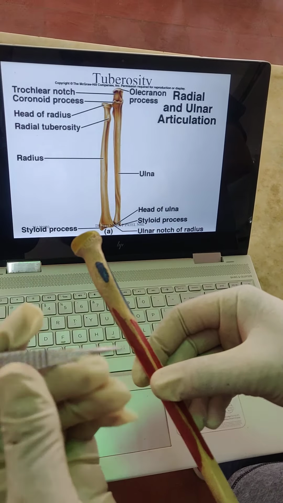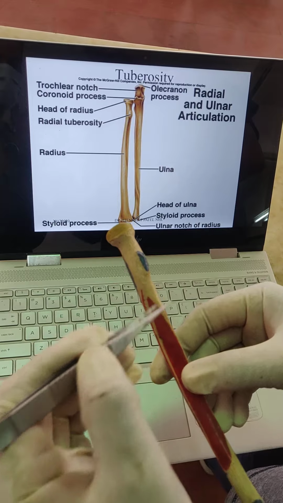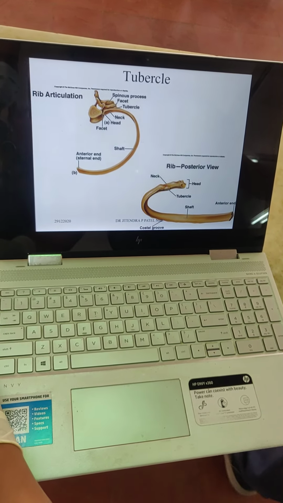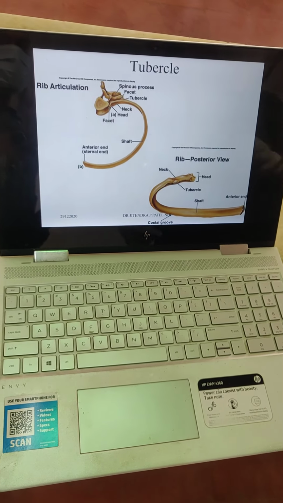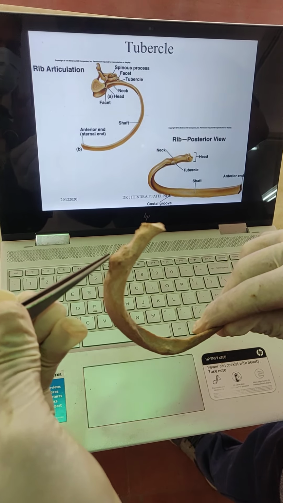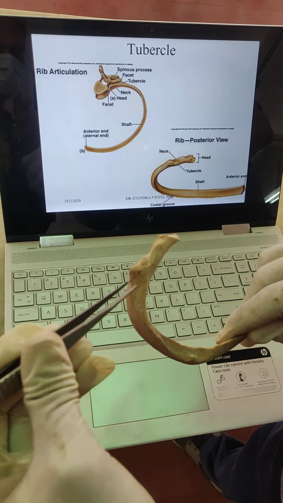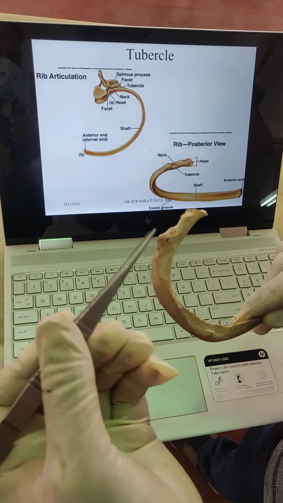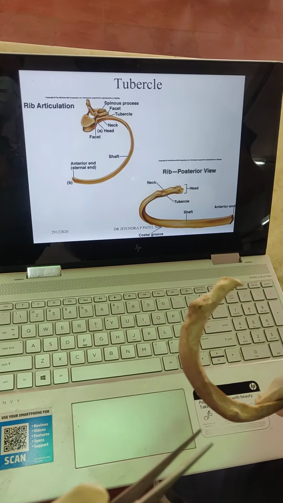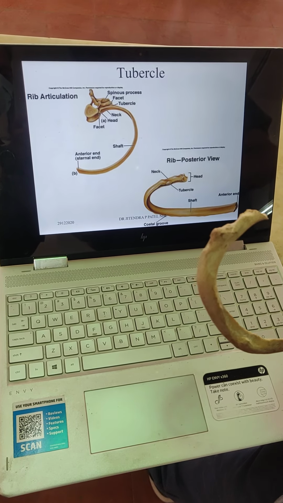Here inside the radius there is an elevated area called the radial tuberosity. Inside the ribs there is an elevated area, the tubercle. Here you can see the tubercle of the ribs and this is the head of the ribs. So an elevated area may be a tubercle, trochanter, or tuberosity, or it may be explained as a condyle. Different places use different words.